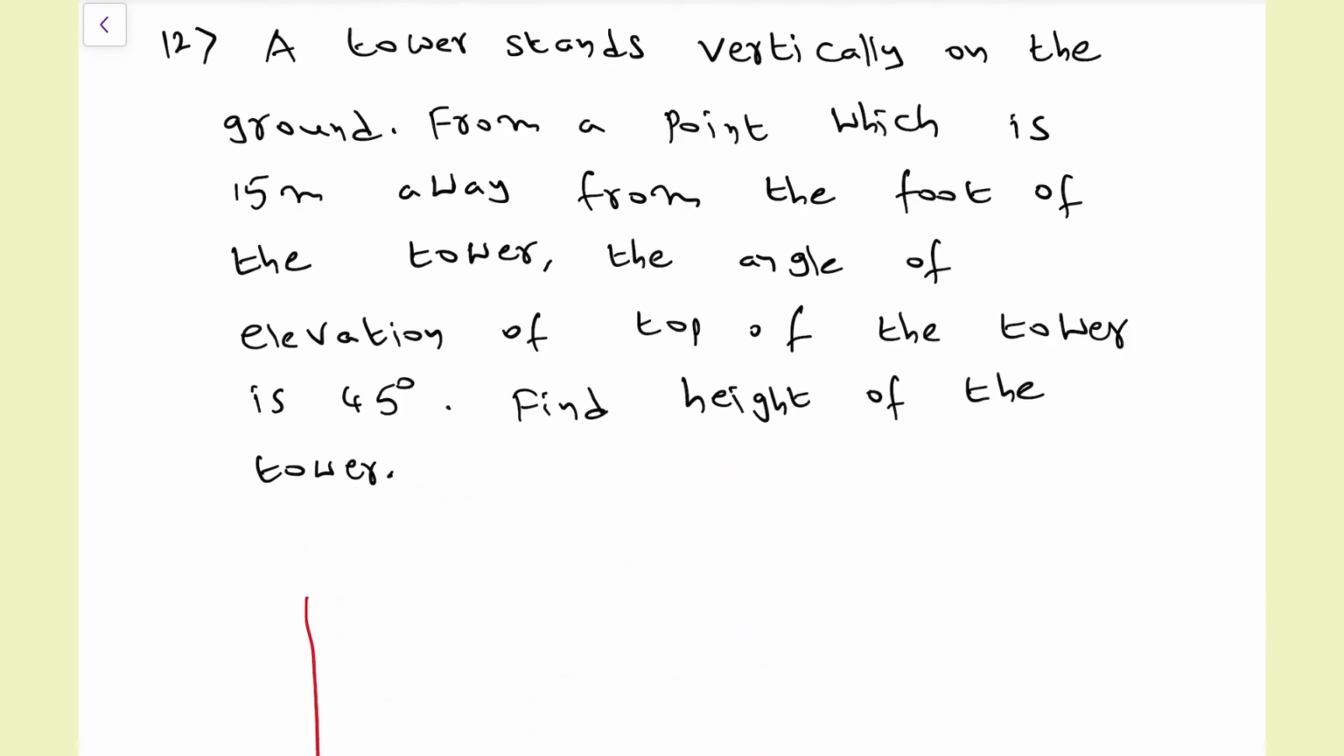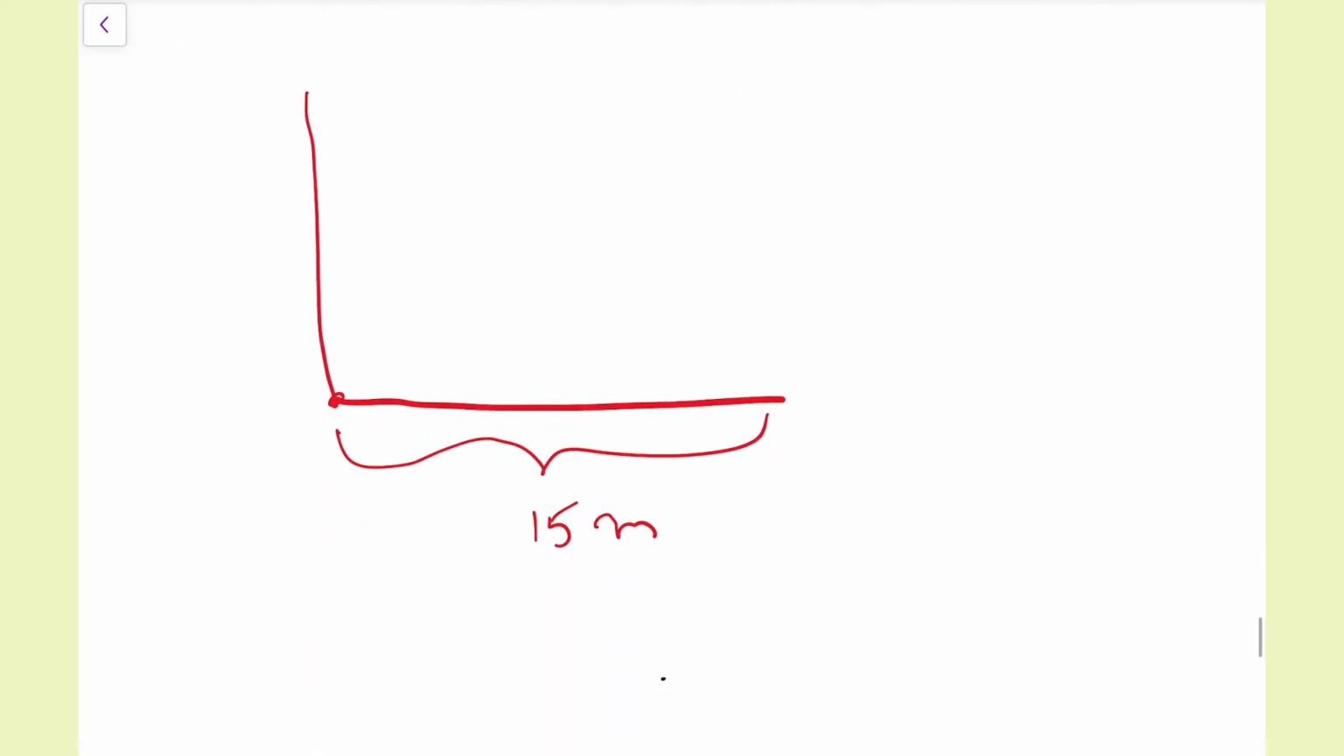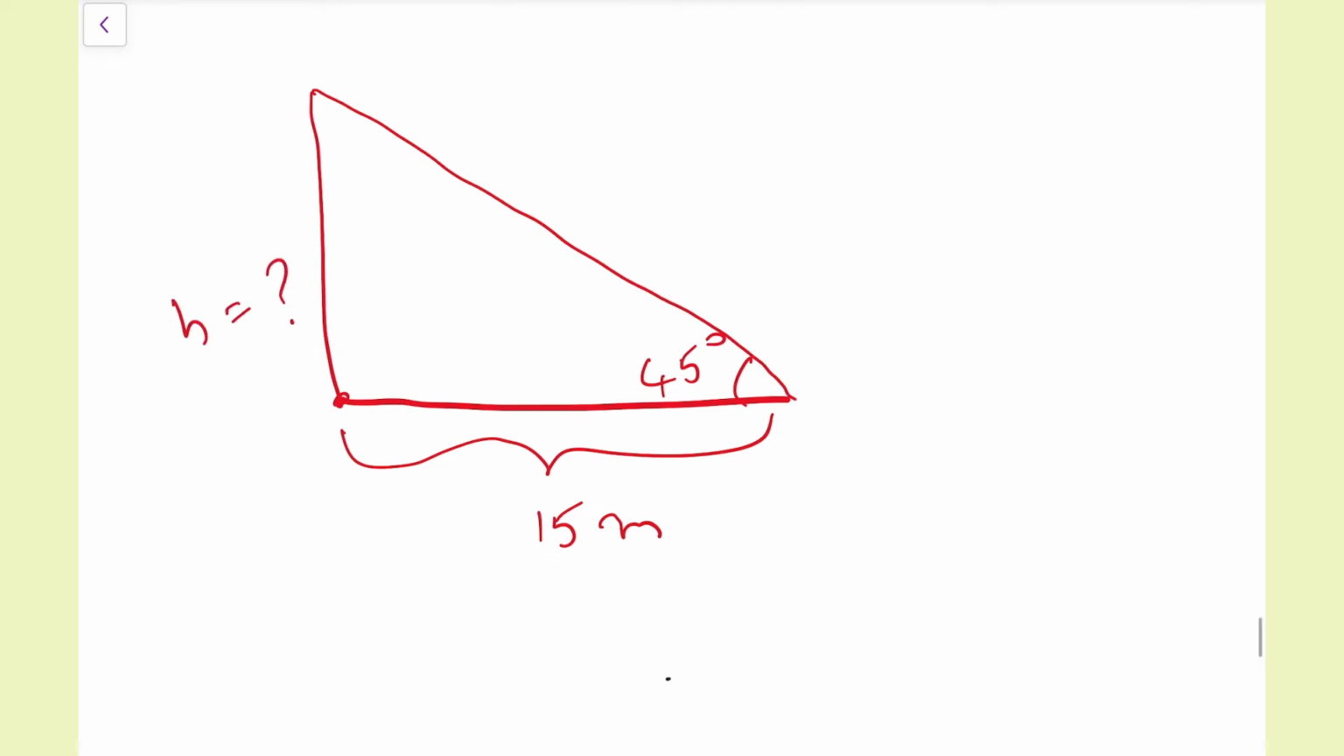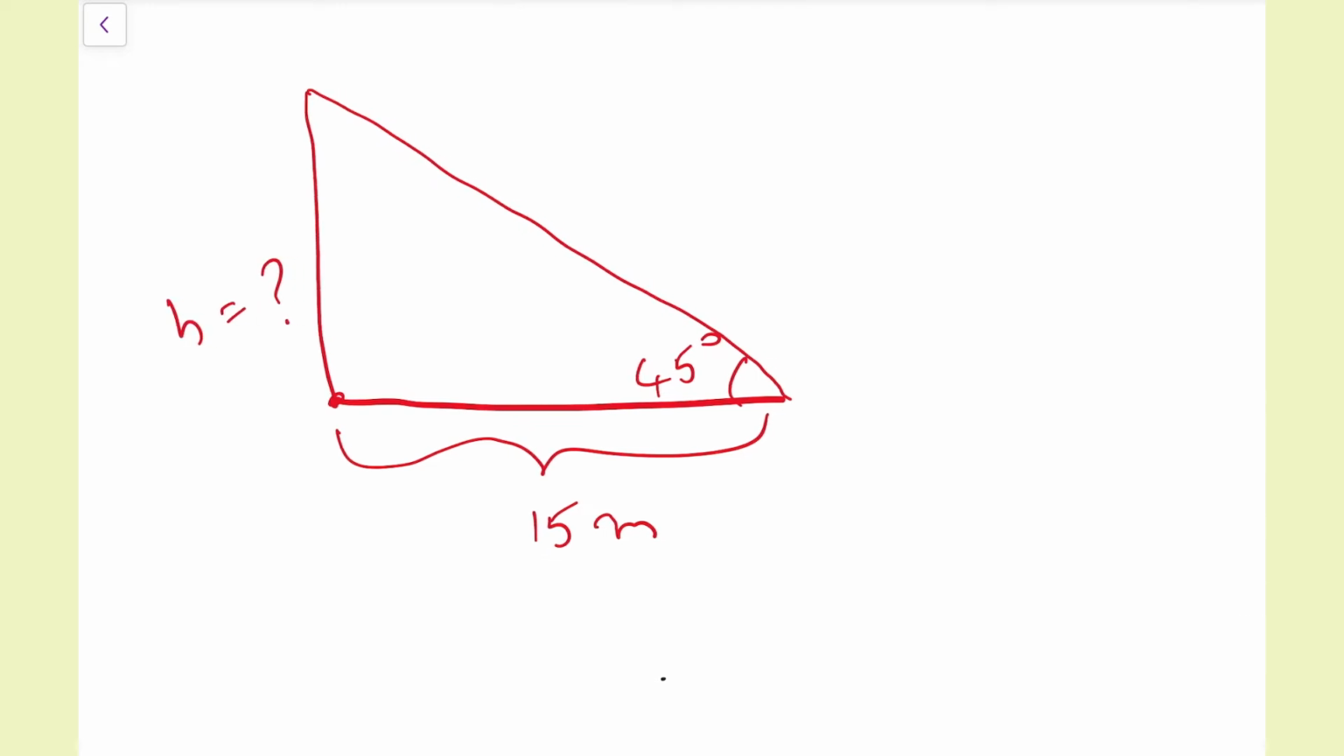The angle of elevation of the top of the tower is 45 degrees. Then find the height of the tower. Very easy. This angle of elevation is given as 45 degrees, and he is asking to find the height of the tower. Okay, now observe. This is the angle. For that angle, this will become opposite and this will become adjacent. Opposite and adjacent related to this, which trigonometric ratio do we have?